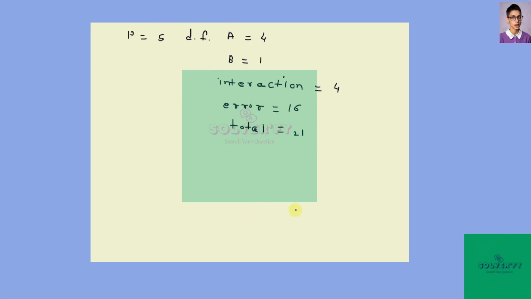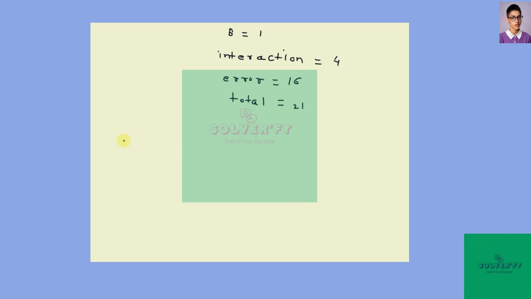Now we draw the ANOVA table. The first column is source. We have been given the sum of squares. Now we have calculated the degrees of freedom. From this we calculate the mean square and F ratio.